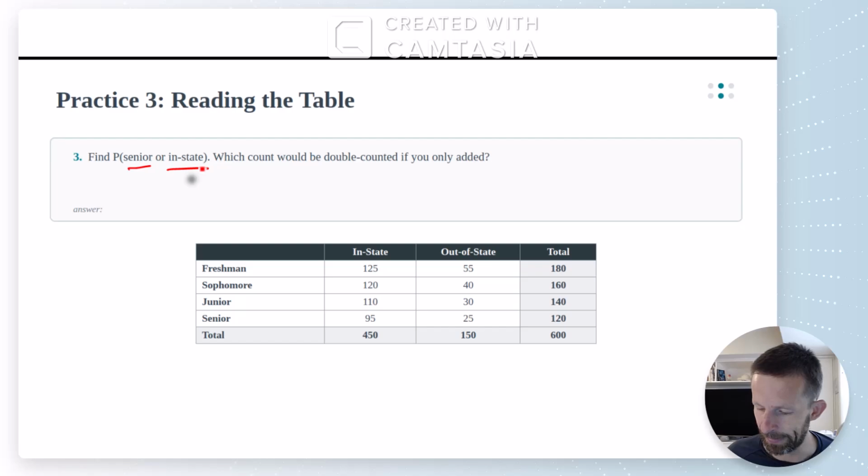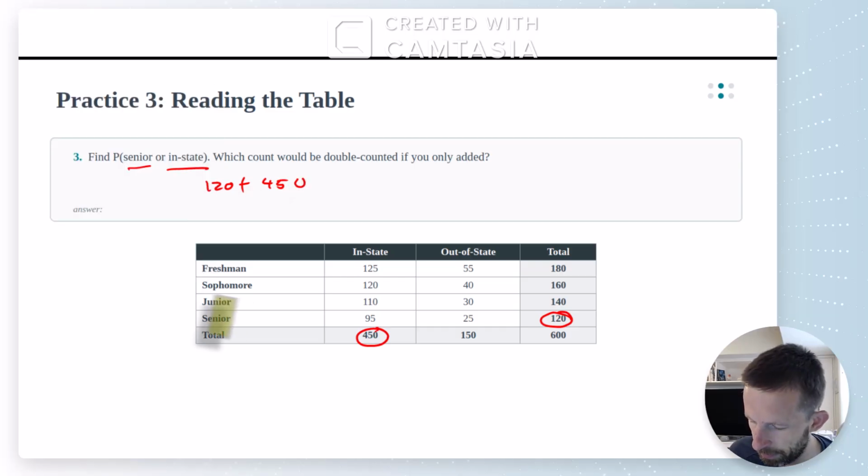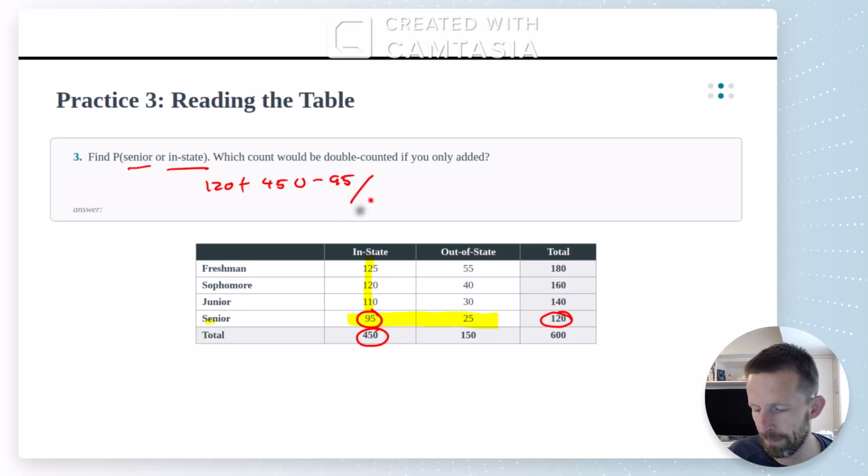Senior or in-state. So I take all the seniors plus all the in-state students. And now I'm basically interested in someone either being a senior or being in-state. Notice this 95 is being used twice. So I'm going to subtract the 95 and divide by 600. So 120 plus 450 minus 95 divided by 600 would be my probability of senior or in-state.